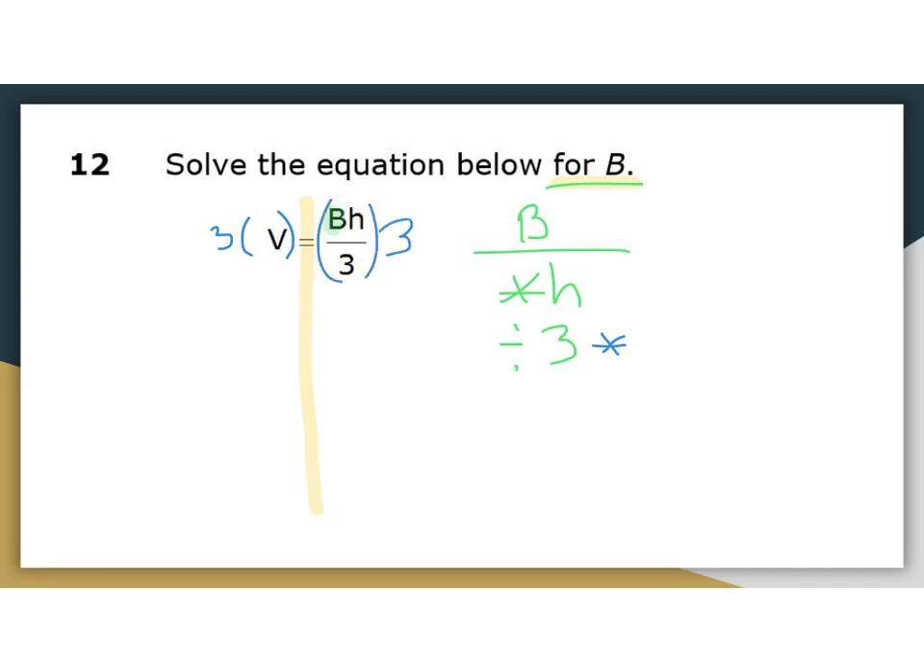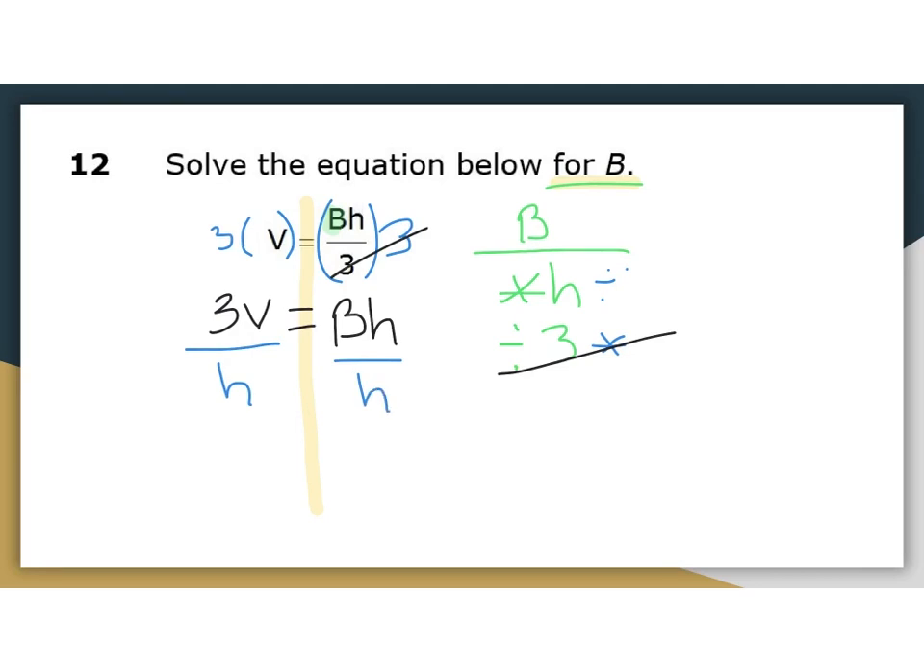And when we do that, we're left with 3v on the left equals, on the right, our 3's have canceled out, leaving us with the bh. So this one has been done. Our next step is to eliminate the h. So instead of multiplying by h, we are going to divide. Both sides get divided by h.